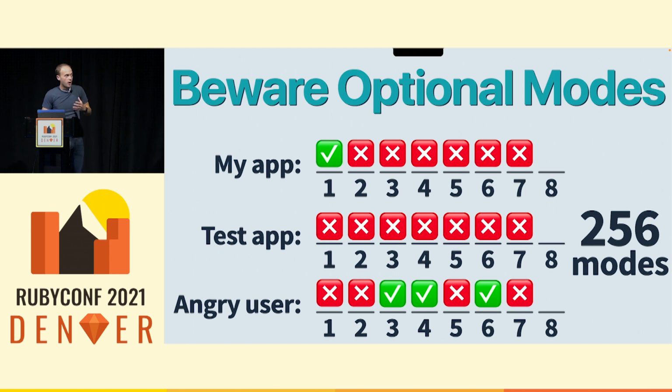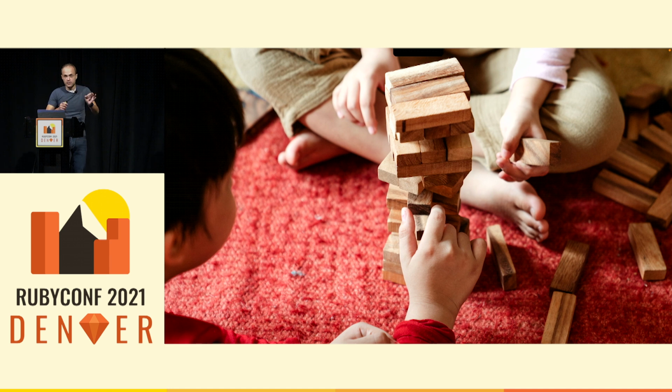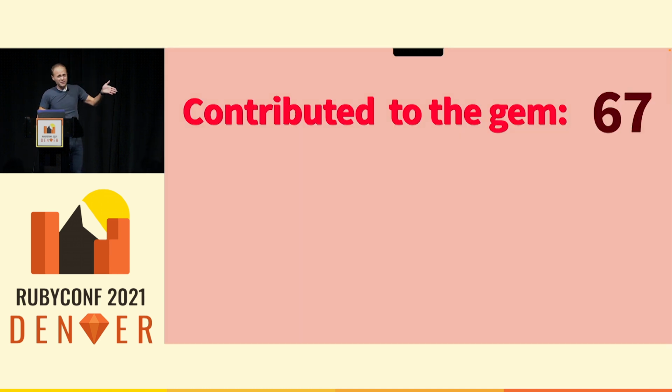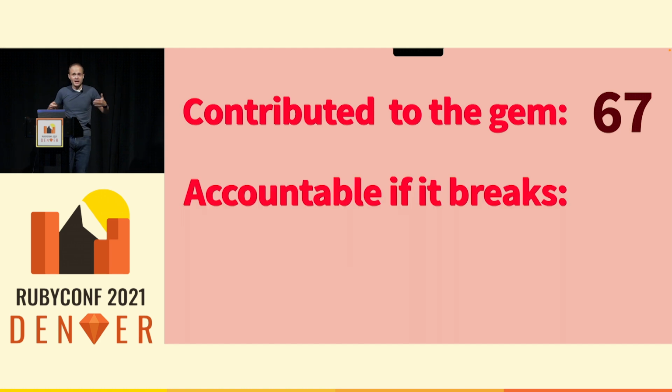New options not only make it more confusing and harder to maintain, but harder to test and be assured about. Every time I changed anything in this gem for years, I felt like, oh, it's probably going to break somebody else. And eventually I just grew to resent it and I stopped working on it. So we had 67 people contribute to the gem, but at the end of the day, I was the only one accountable if it broke.